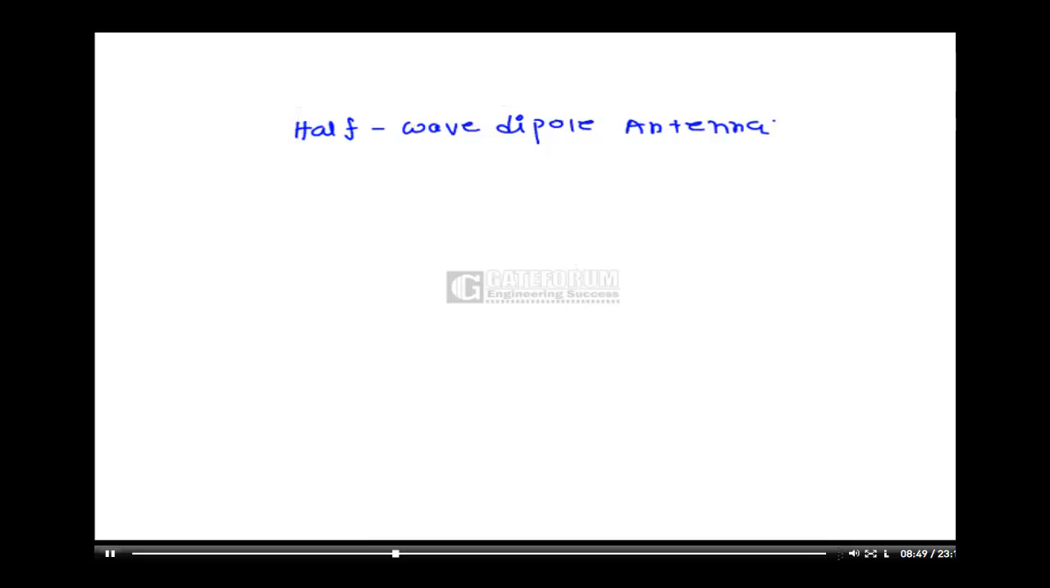So this is a particular antenna. We discussed the Hertzian dipole, whose length is very small. Half wave dipole, in the name itself, the length is lambda by 2. The length of the antenna is lambda by 2. Half wave dipole antenna.